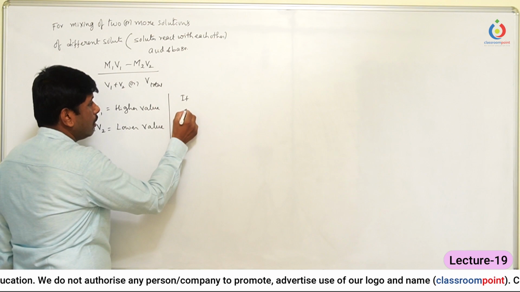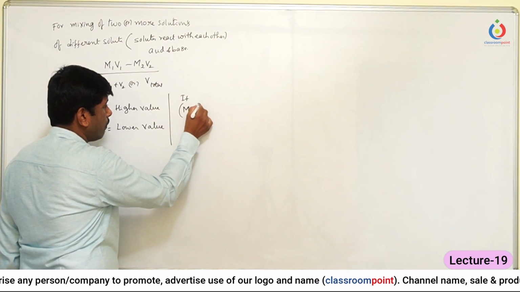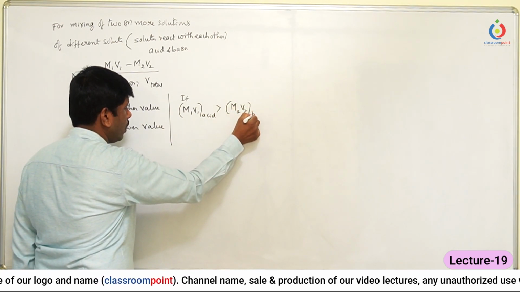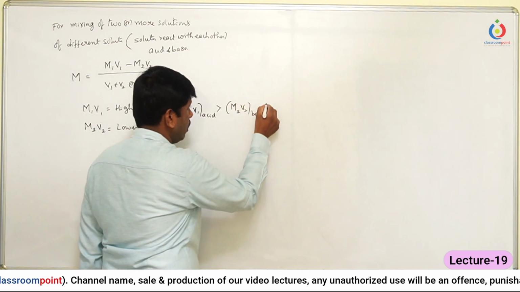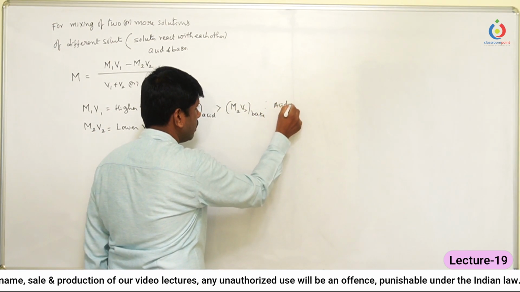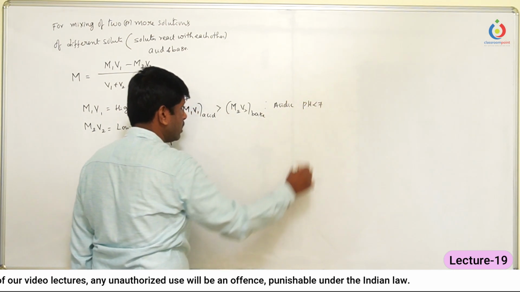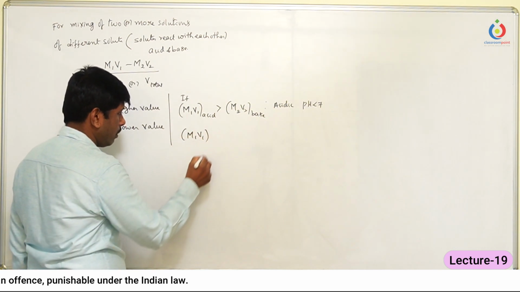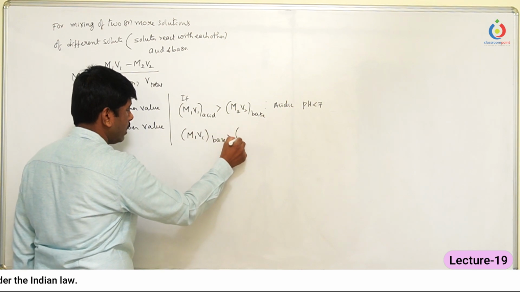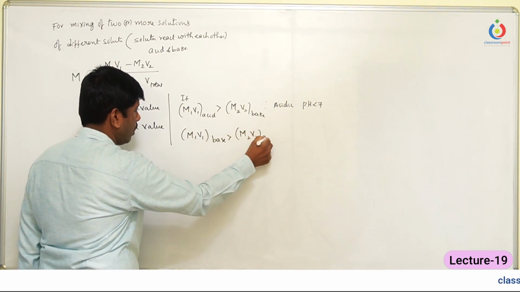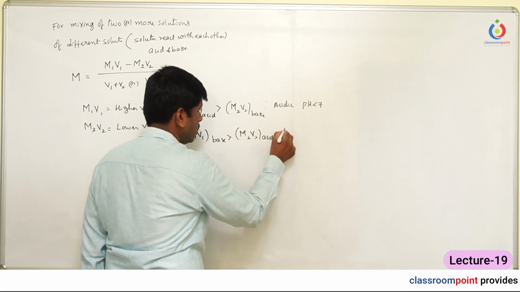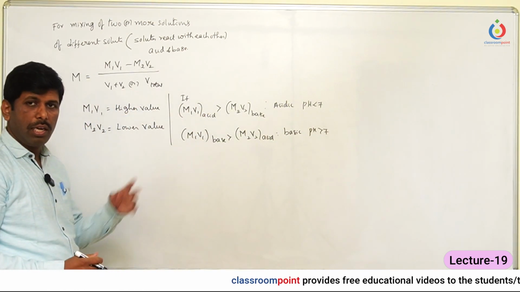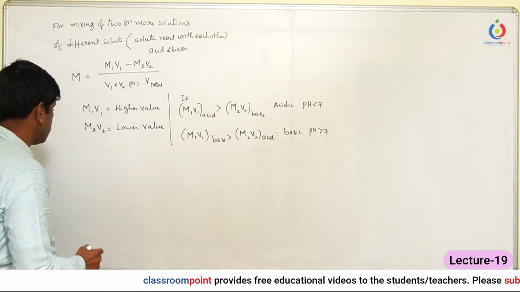If M1V1 of the acid is higher than the M2V2 of the base, the solution is acidic and the pH of the solution is less than 7. If M1V1 of the base is higher than the M2V2 of the acid, then the solution is basic in nature, and the pH value is greater than 7. Let us see some examples to justify these formulas.